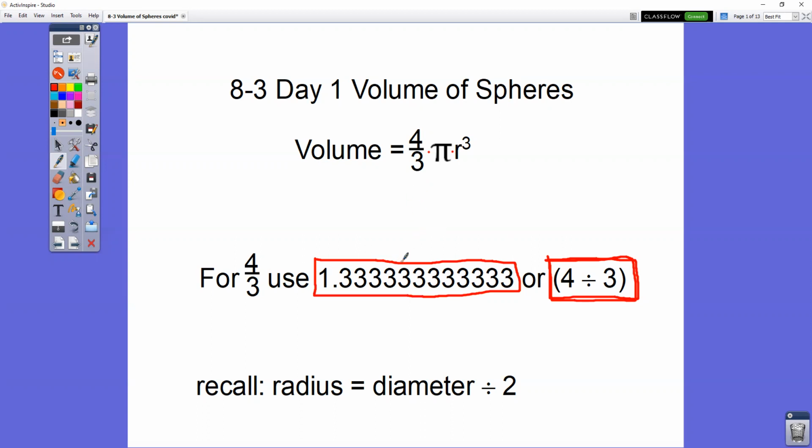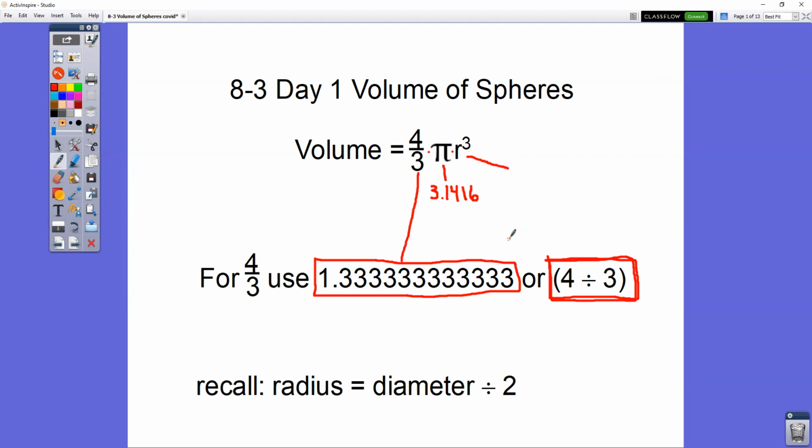So we have that 4/3. For pi, same thing as the past couple days. Either use the pi button on the calculator or use the decimal 3.1416. So either the pi button or that decimal.